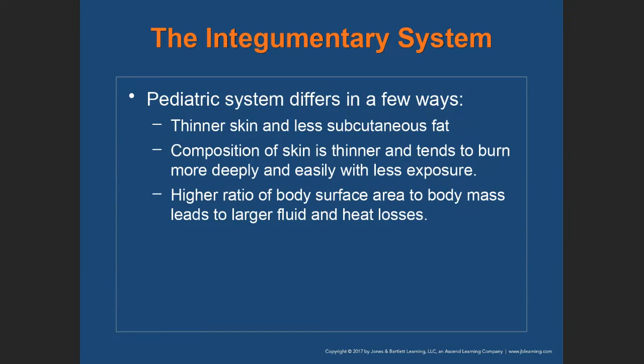Integumentary system, the pediatric system differs in a few ways. Thinner skin, less subcutaneous fat. The composition of skin is thinner and tends to burn more deeply and easily with less exposure. There's a higher ratio of body surface area to body mass, which leads to larger fluid and heat losses.